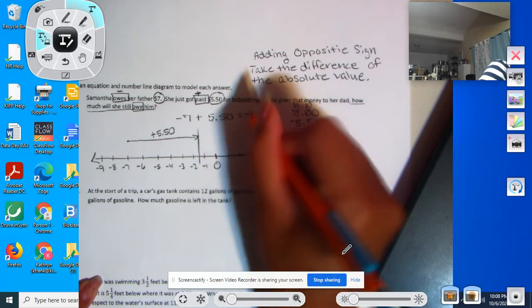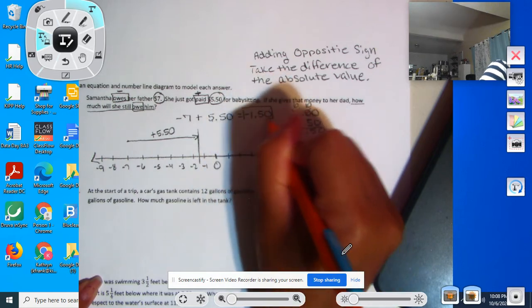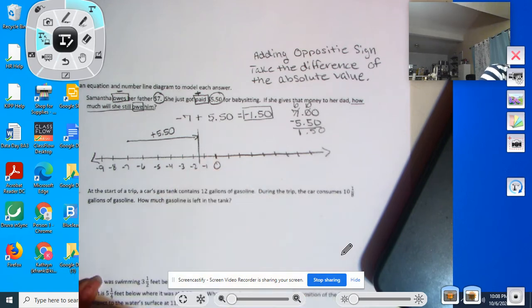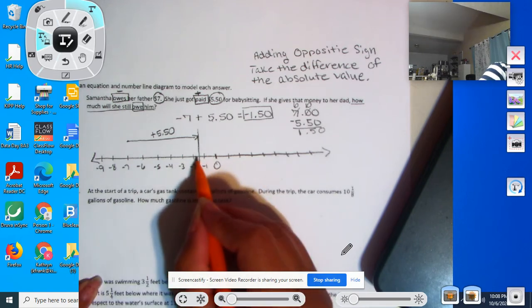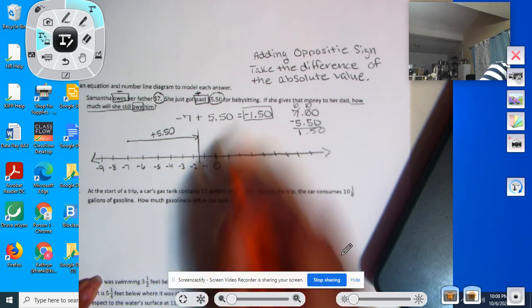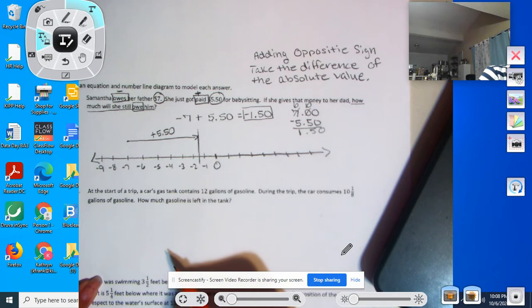So my answer comes out to be -1.50. And that should match up with what we have on our number line. And that's what we see here. It's between -1 and -2 on the number line, so it matches up with the work we did on the number line.